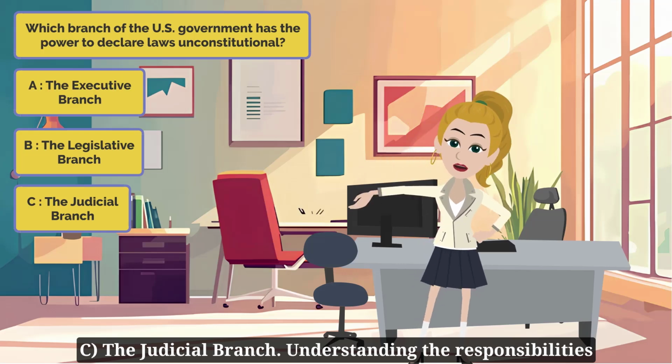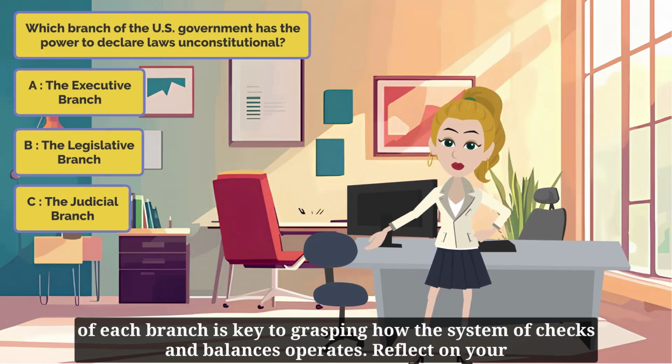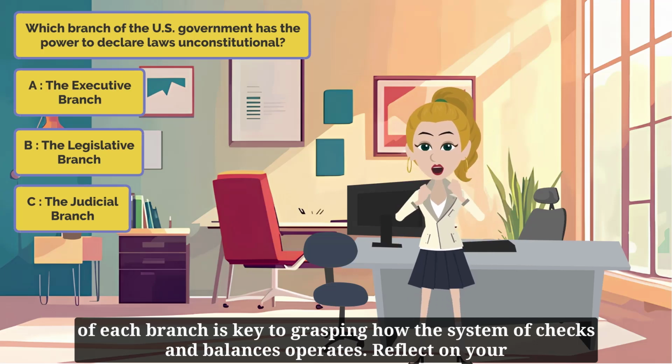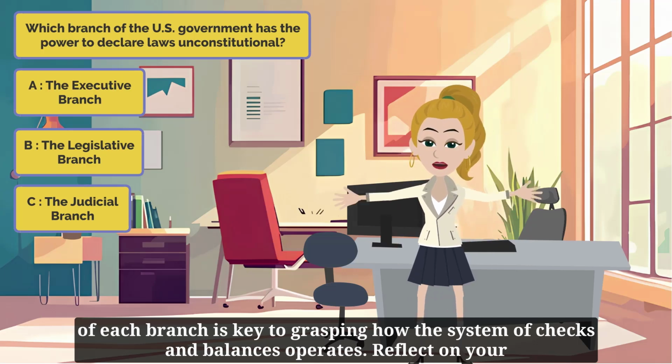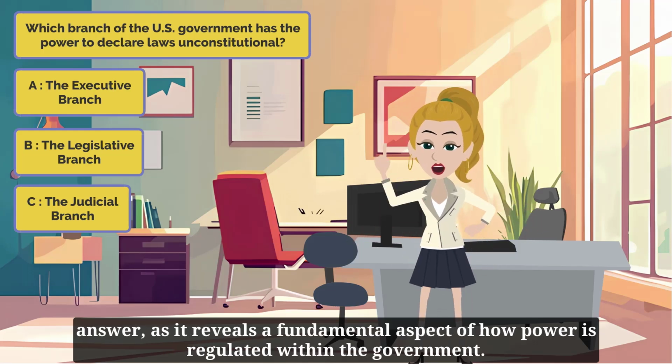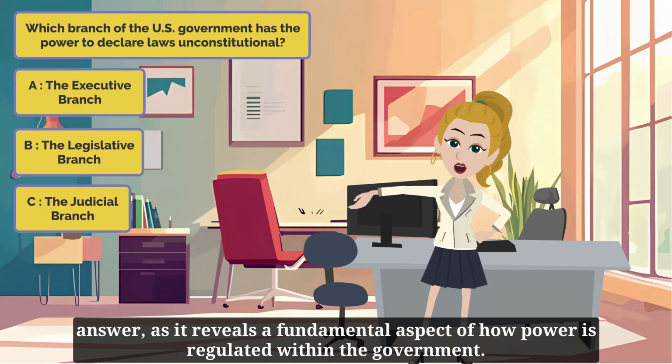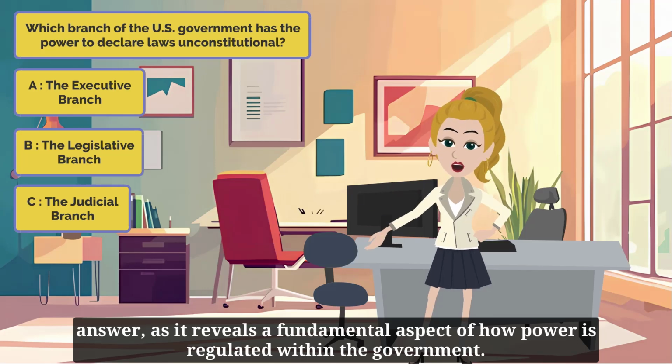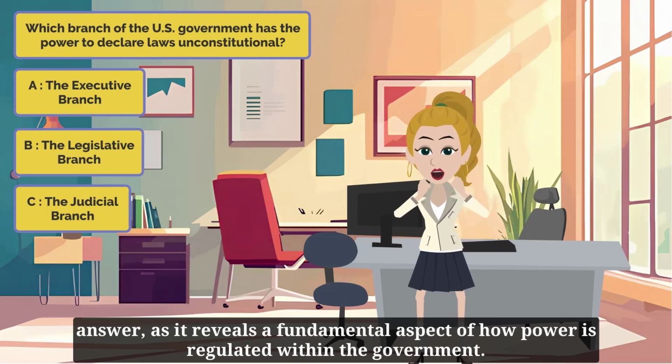Understanding the responsibilities of each branch is key to grasping how the system of checks and balances operates. Reflect on your answer, as it reveals a fundamental aspect of how power is regulated within the government.